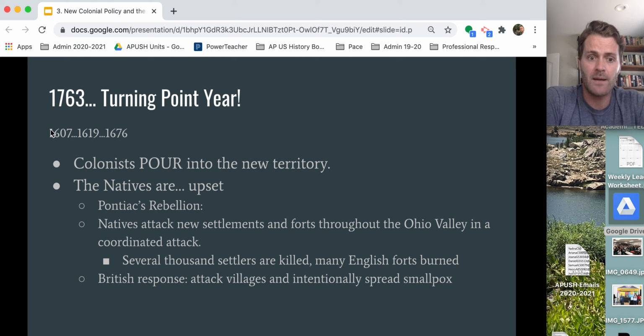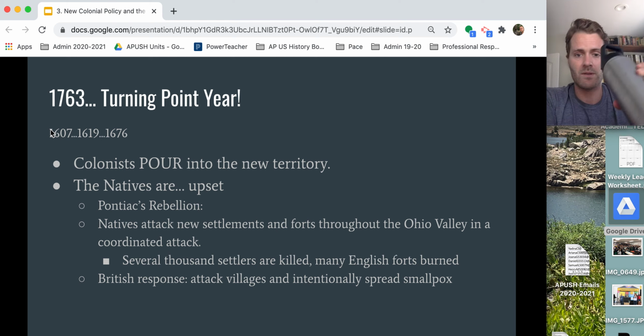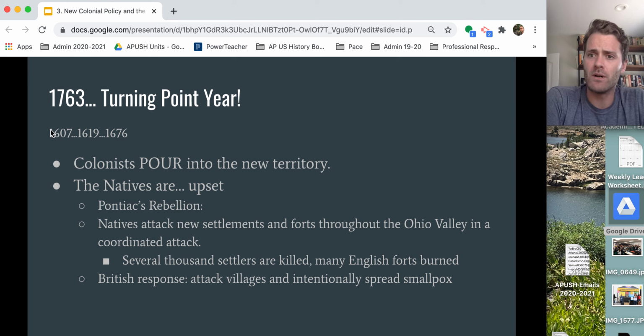Big thing. The British response is to attack these villages, to kill all sorts of natives, and of course to intentionally spread smallpox, because that seems like a reasonable response to Native Americans being mad that you're taking their land, is to spread an epidemic disease to them, to those that you can't kill with warfare.